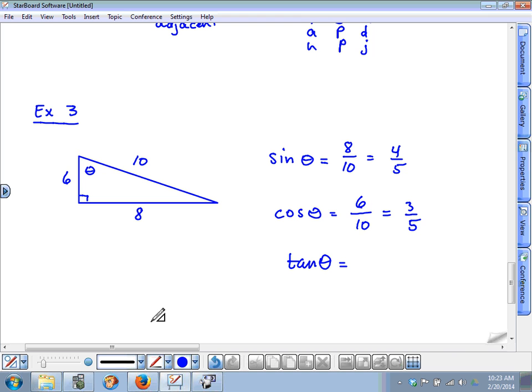Tangent of theta. Remember SOH CAH TOA, T-O-A. Opposite over adjacent. What's the opposite length? 8 over 6. Divided by 2 is 4, so it's 4 over 3.